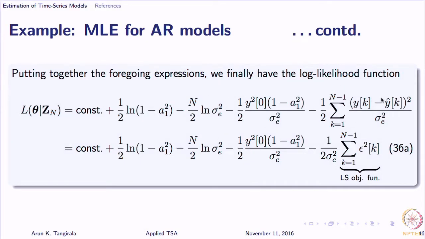Look at the last term here. Once again you have the least squares objective function coming there, which is not a surprise. We know least squares is contained in MLE whenever you have Gaussian errors. Apart from this, you have two other terms, correct? Where is this term coming from? Why is this term present?